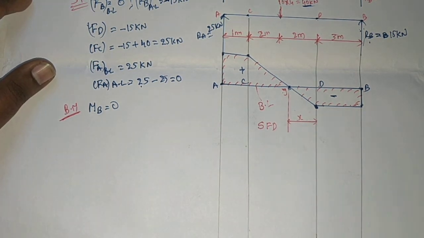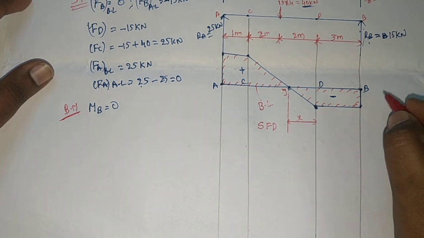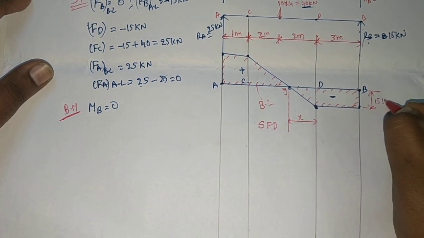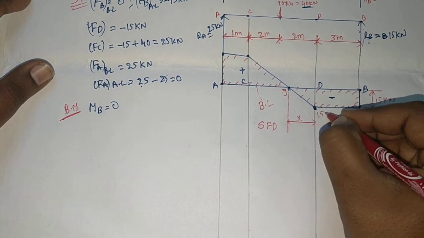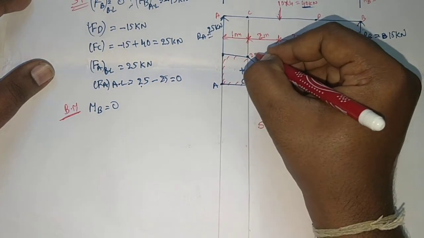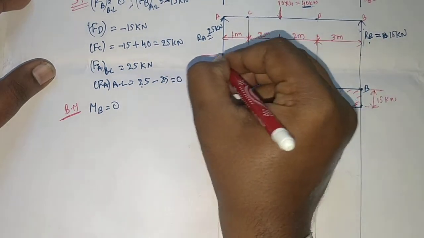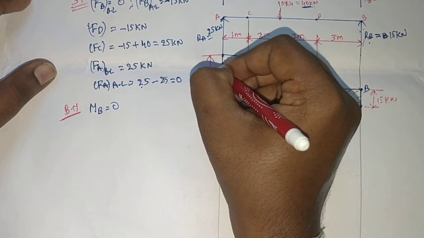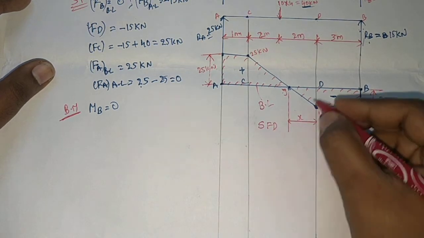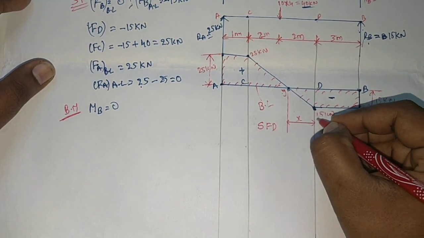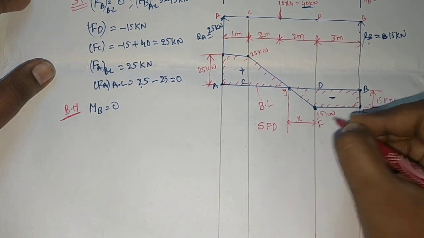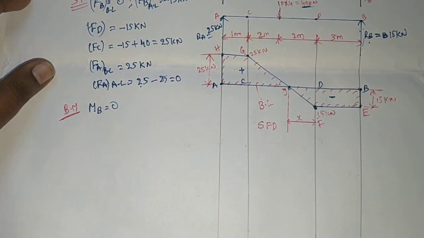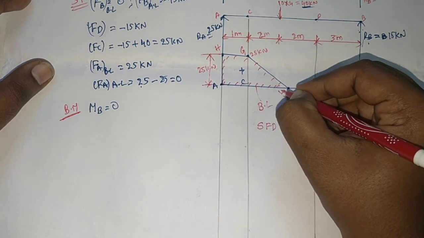Next, here give the values. Here this value is 15 kilonewtons and this one is 15 kilonewtons. At this point 25 kilonewtons. Okay, B, C, D, E, F, G and H. Okay, this point is Y.